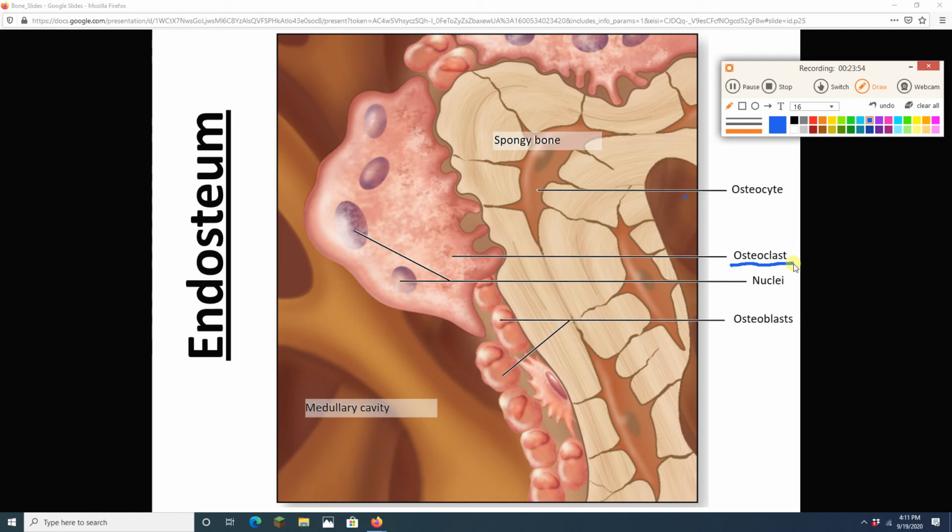The clast, this guy right here, is the bone breaker. He secretes enzymes and acid. Enzymes and acid go this way and break down the bone matrix. You might say, well, why do I want to do that? Well, I just talked about exercise, and exercise helps you build strong bones. You're not just adding more bone tissue in response to stresses, you're remodeling the bone.